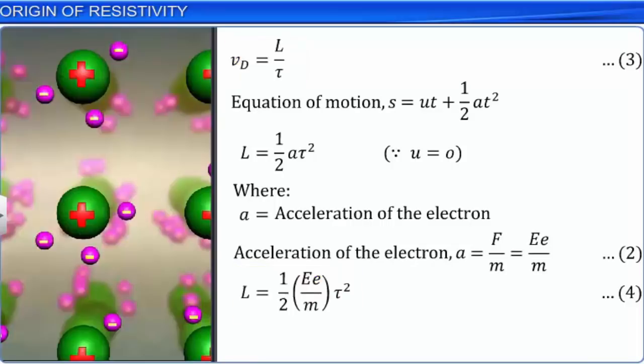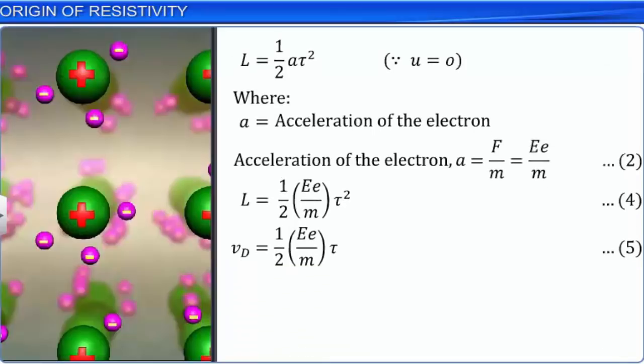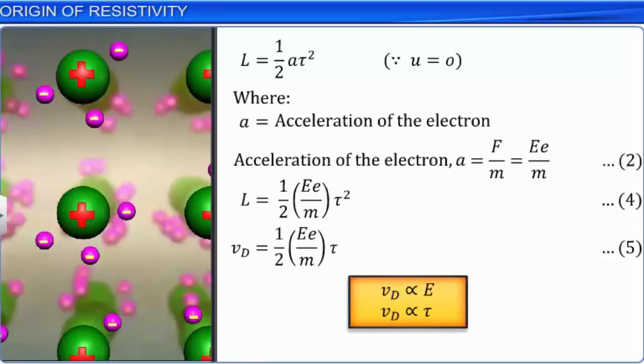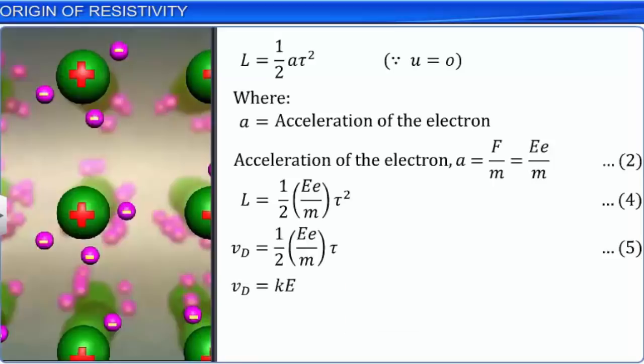From equation 5, it is clear that the drift velocity of the free electrons is proportional to the electric field strength E and the relaxation time tau. Equation 5 can be further simplified to get Vd is equal to k into E, where k is a constant equal to E tau by 2m. Let this be equation 6. The constant k depends on the material of the conductor and its temperature.